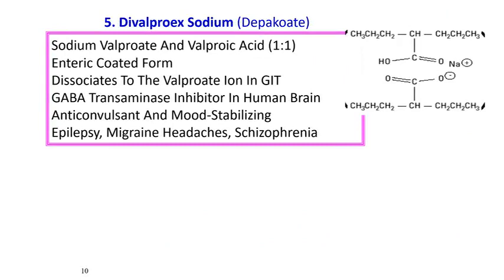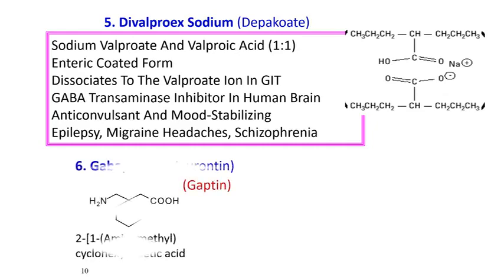Coming to this derivative that represents a more water soluble form of the valproate, that is sodium valproate and valproic acid in a mixture of 1:1. Again, it is the same as valproic acid, of course. It is a transaminase inhibitor, sometimes used in migraine, headache, and even in schizophrenic cases.